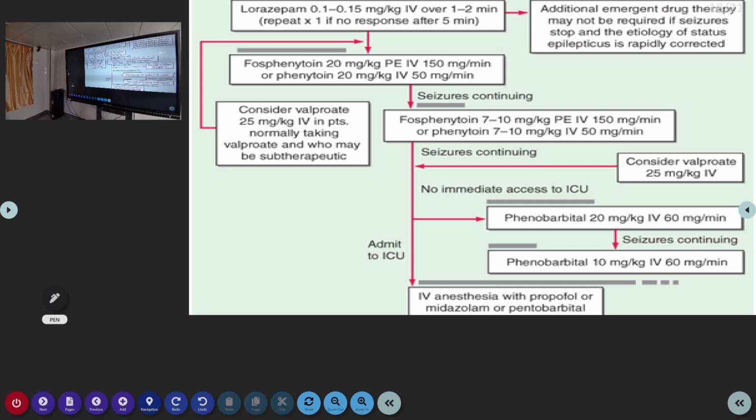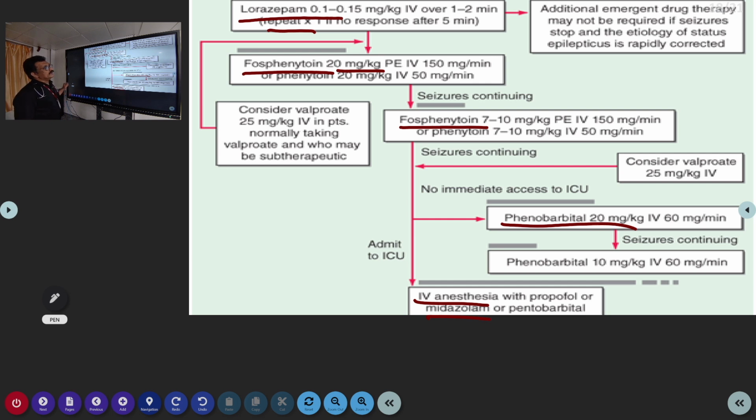Now, whatever we discussed here: whenever we see a patient with seizure, the first line drug is lorazepam. You can repeat it. Then fosphenytoin and phenytoin, 20 milligram per kg body weight. Even if it continues, you can repeat it. Then phenobarbital, again 20 milligram per kg body weight. Then anesthesia with propofol or midazolam infusion will be ideal. So this is the treatment protocol for status epilepticus.